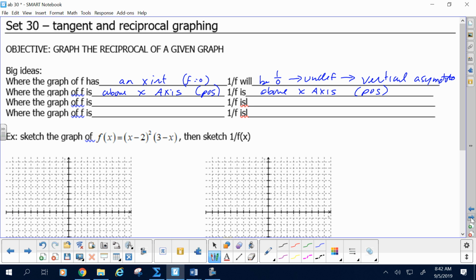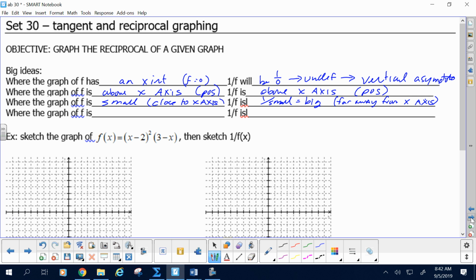A little more abstract. Where the graph of f is small, which would mean close to the x-axis, I don't mean I graphed it small, I mean the y values are small. Well, 1 over f then is 1 over small, which is big, and therefore it'll be far away from the x-axis, or large y's. The reciprocal of small y's is large y's.